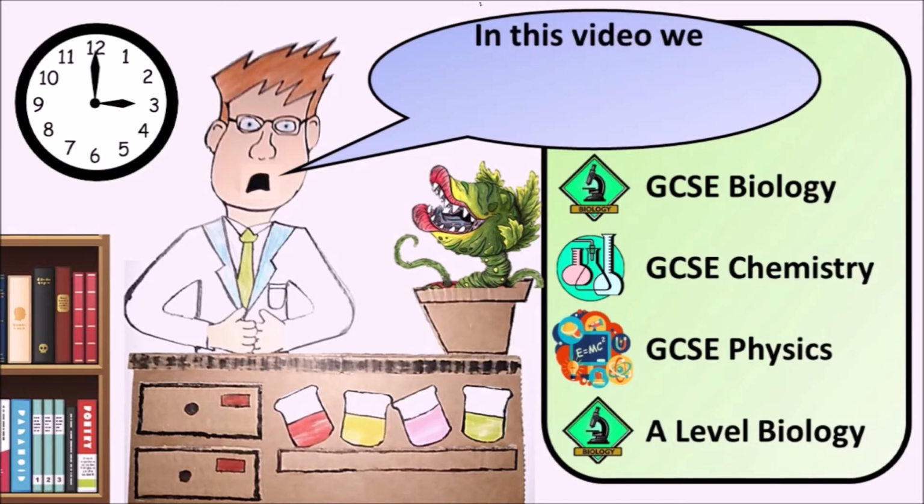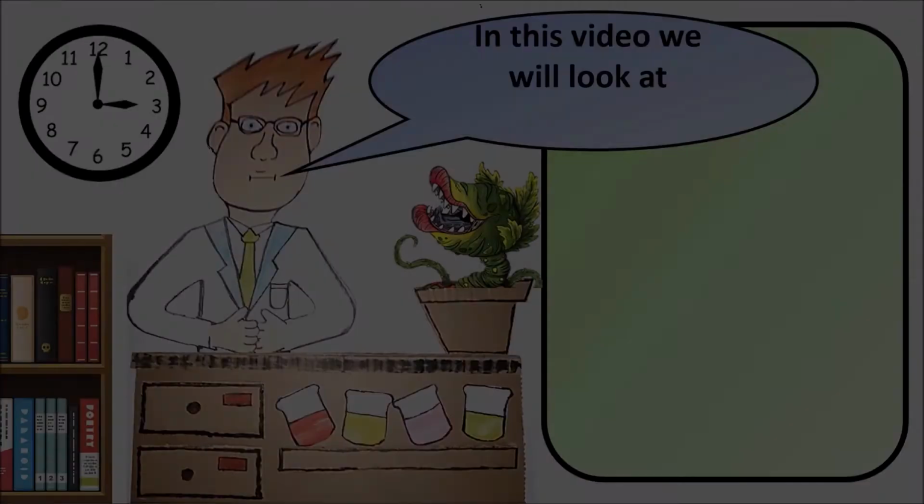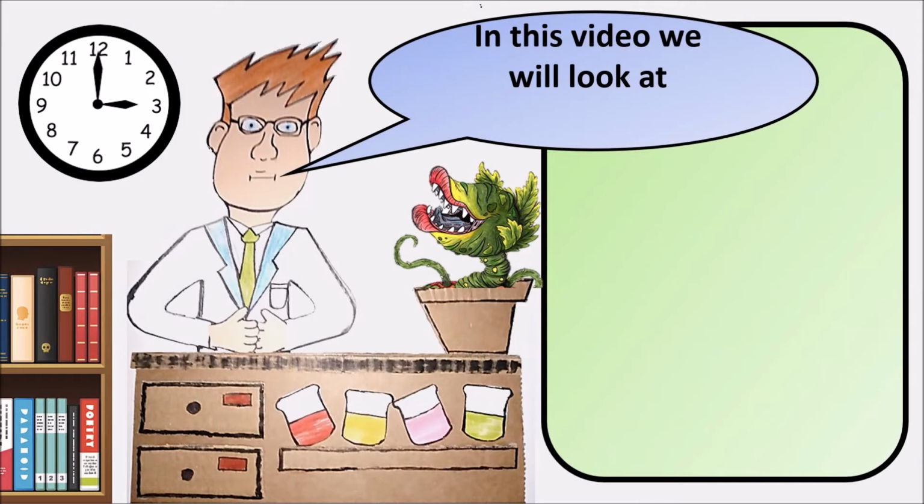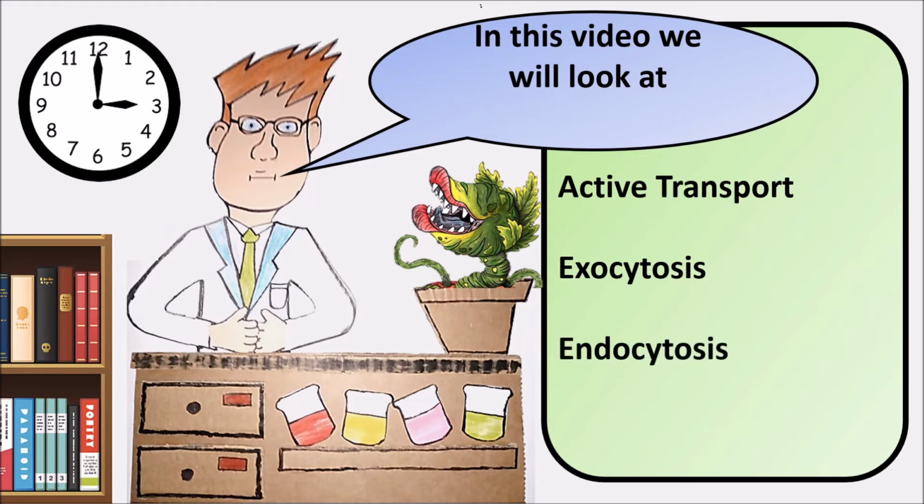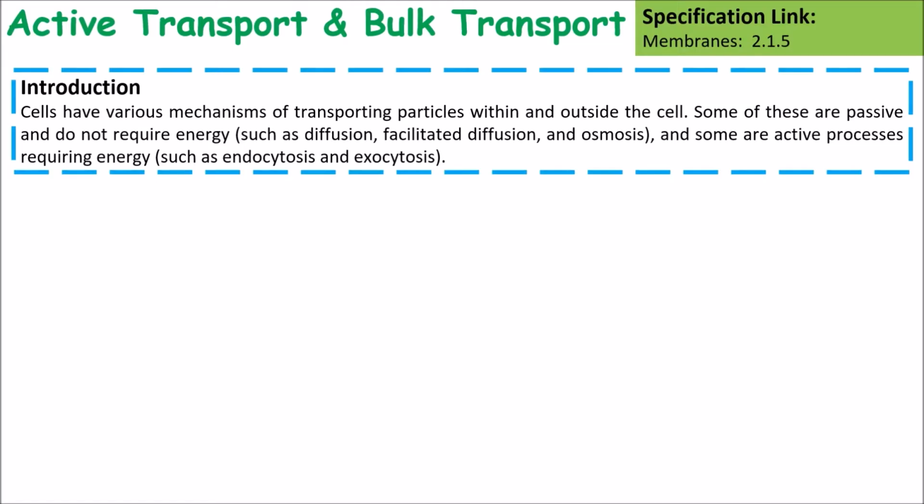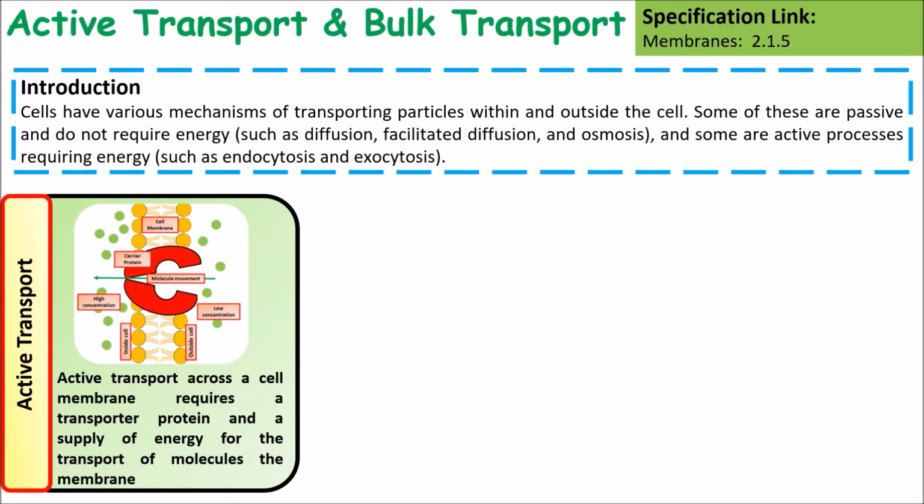In this video we will look at exocytosis and endocytosis. So, cells have various mechanisms to move things in and out of them. Active transport is where molecules or substances are being moved from a lower concentration to a higher concentration, against a concentration gradient.